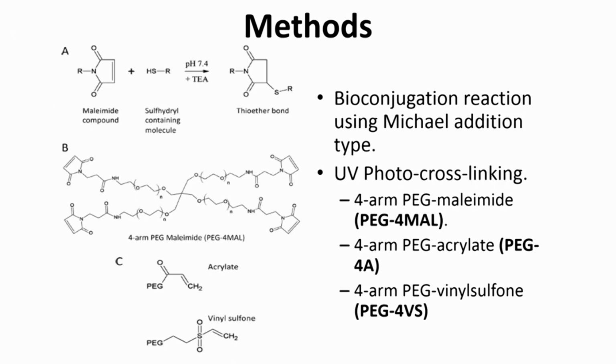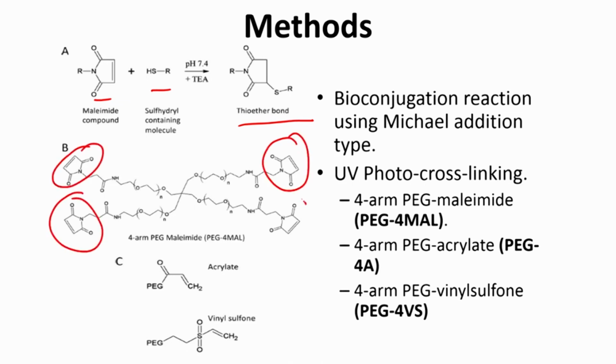So, here are some of the methods they have used. As I said, these maleimides will react with thiols to form this thioether bond, and what they have done is they have purchased the PEG commercially available, which has the 4 maleimide groups. So, it is a 4 arm PEG. So, here is the cross link between the 4 arms of the PEG. So, this is arm 1, arm 2, arm 3, arm 4, and each of these arms contains a maleimide group at the end.